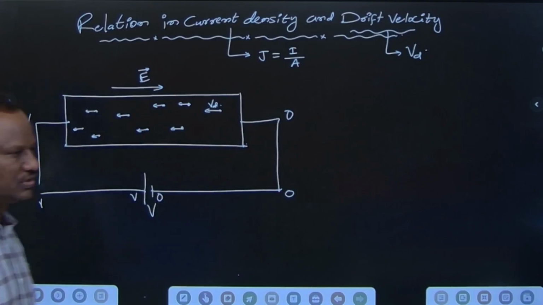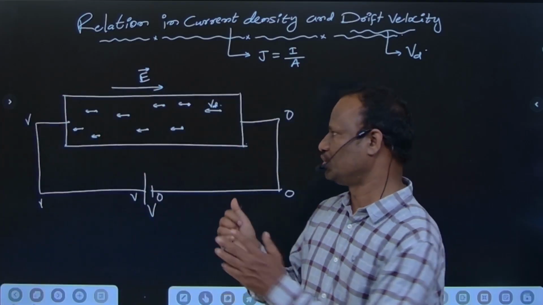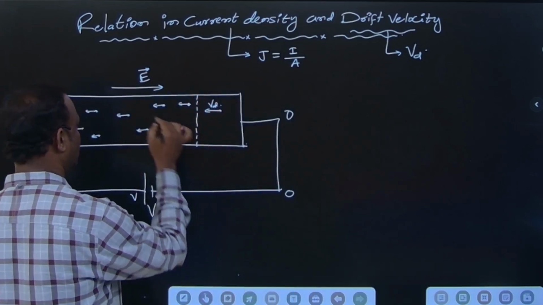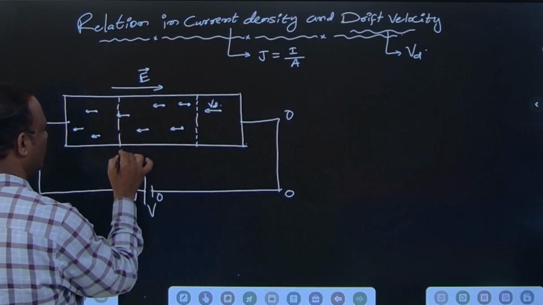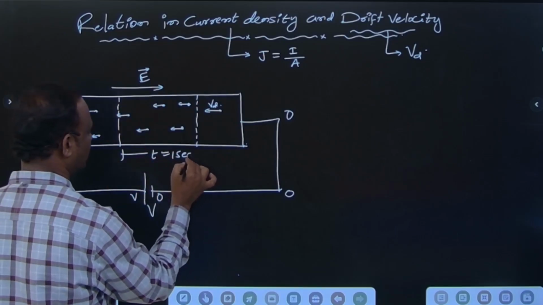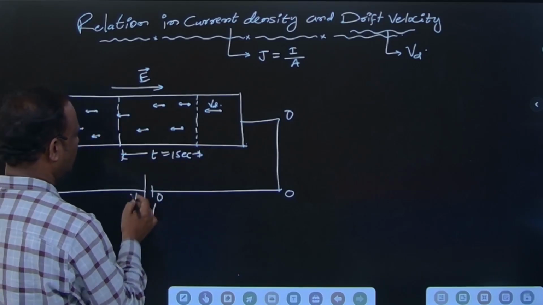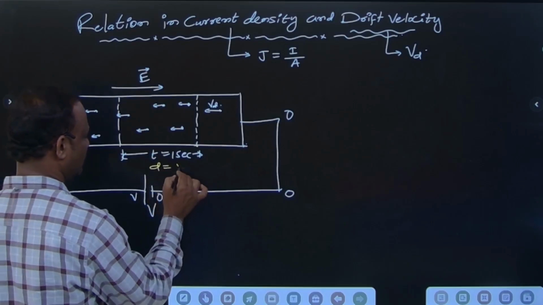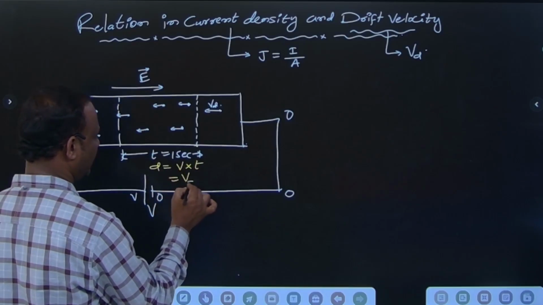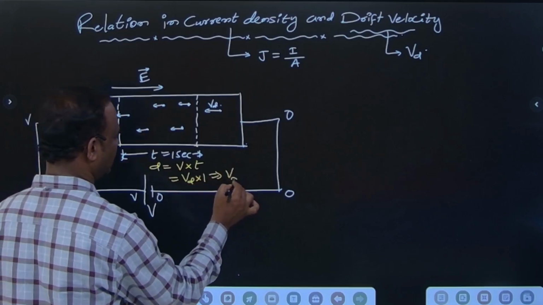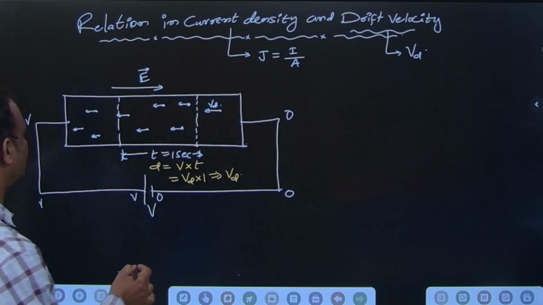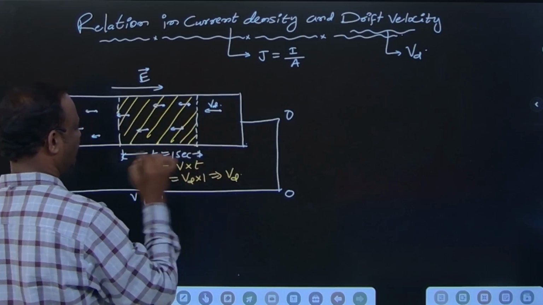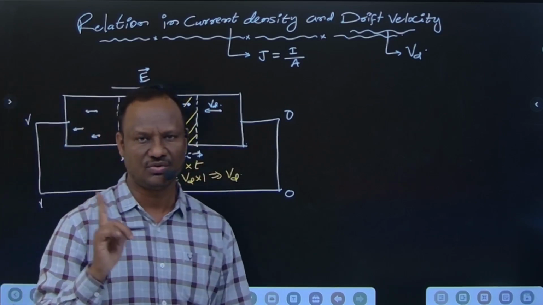My intention is to choose two regions. For example, the electrons have to move from this portion to this portion, crossing it in a time t equal to 1 second. The distance traveled, D, is velocity into time, Vd into 1, which is Vd. So the distance traveled is Vd, and the time taken I have considered as 1 second.